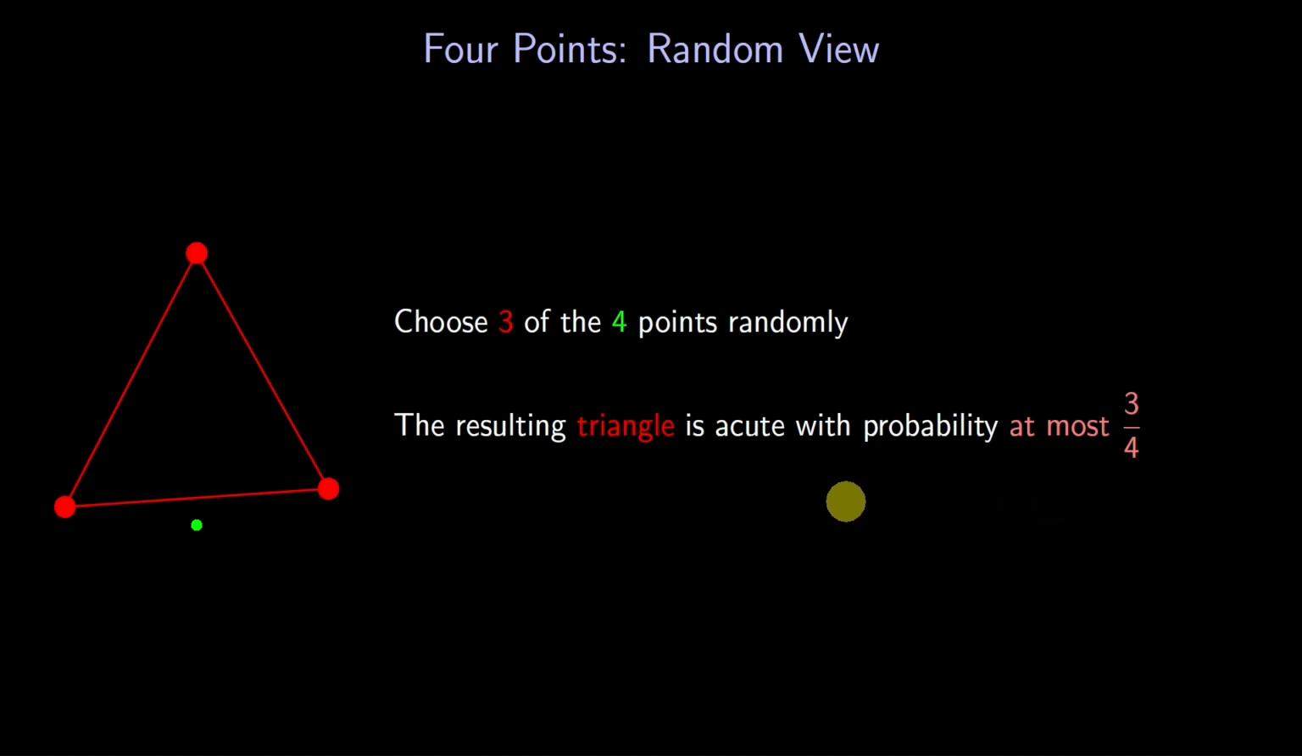It might seem weird to restate the same result in many ways, but later it will turn out to be quite useful to have this random view. Okay, we've analyzed 4 points as much as we can. What's next? Let's go to 5 points.